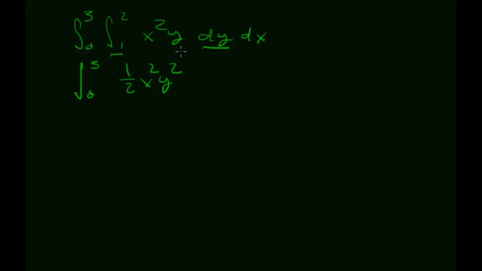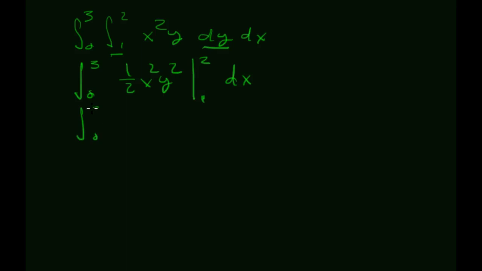We have an integral from 0 to 3 of the integral from 1 to 2 of x squared y dy dx. Okay, so right now we're operating as y is the variable with the bounds 1 to 2. X squared is coming along as a constant. So we still have the x bounds, 0 to 3. And then we're going to get a half x squared y squared, because we took the antiderivative of y and got 1 half y squared. This is going to be evaluated from 1 to 2, and the dx comes along.